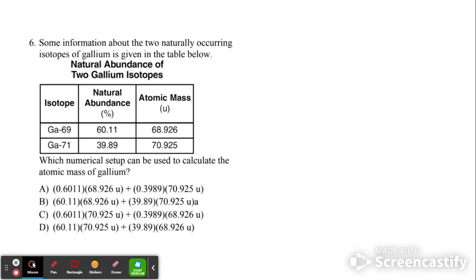Question 6. Which numerical setup can be used to calculate the atomic mass of Ga? The answer would be A. As in A, they correctly divide the percent for each isotope by 100, and the percent abundance corresponds to the atomic mass of that isotope. So the answer for question 6 is A.